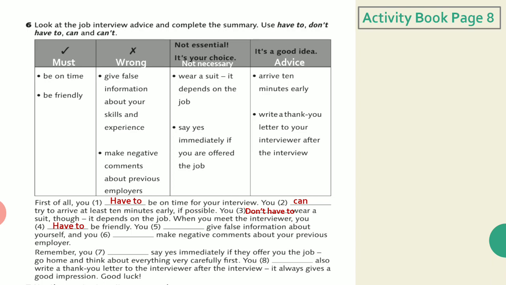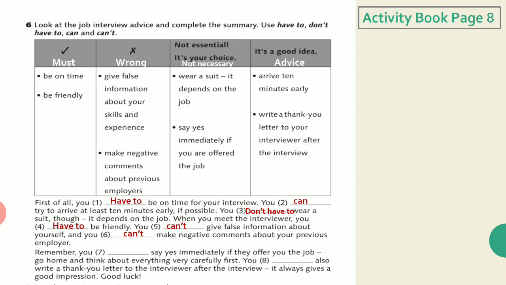You give false information about yourself and you make negative comments about your previous employer. Again, here are some of the things that are wrong to be done because it is wrong. So we are going to use you can't. You can't give false information about yourself and you can't make negative comments about your previous employer.